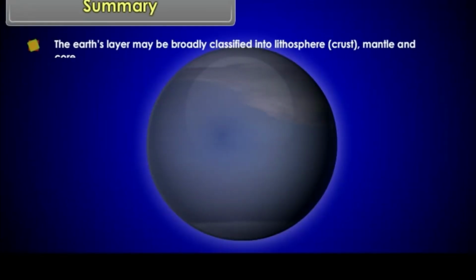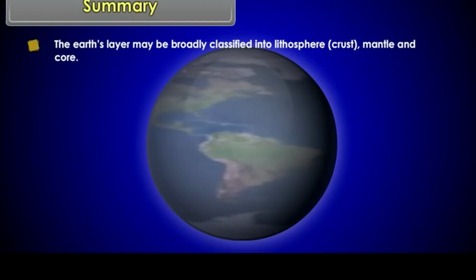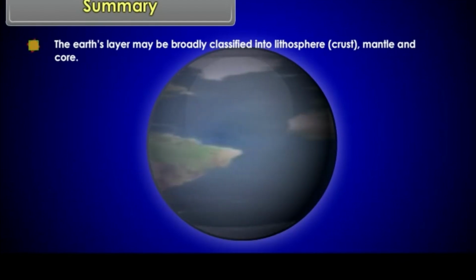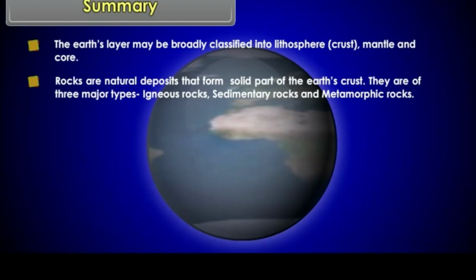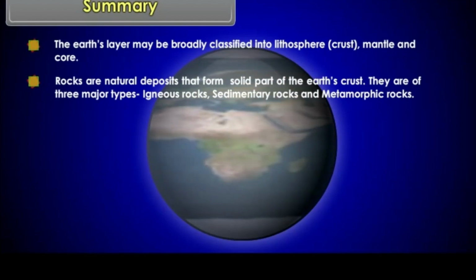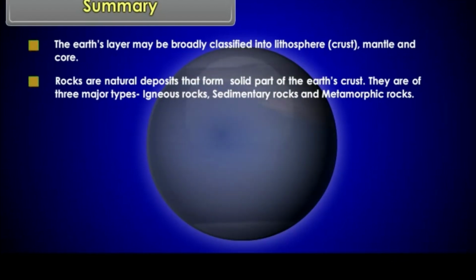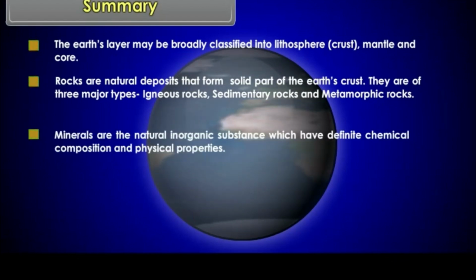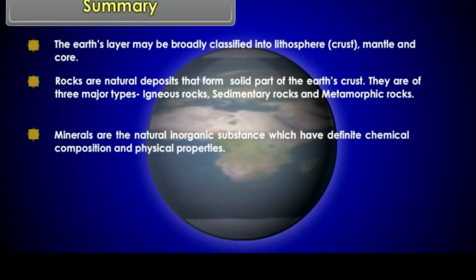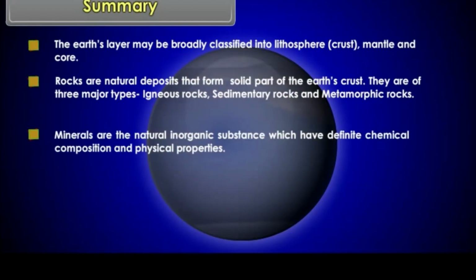Summary. The Earth's layers may be broadly classified into lithosphere, crust, mantle and core. Rocks are natural deposits that form the solid part of the Earth's crust. They are of three major types: igneous rocks, sedimentary rocks and metamorphic rocks. Minerals are natural inorganic substances which have definite chemical composition and physical properties.